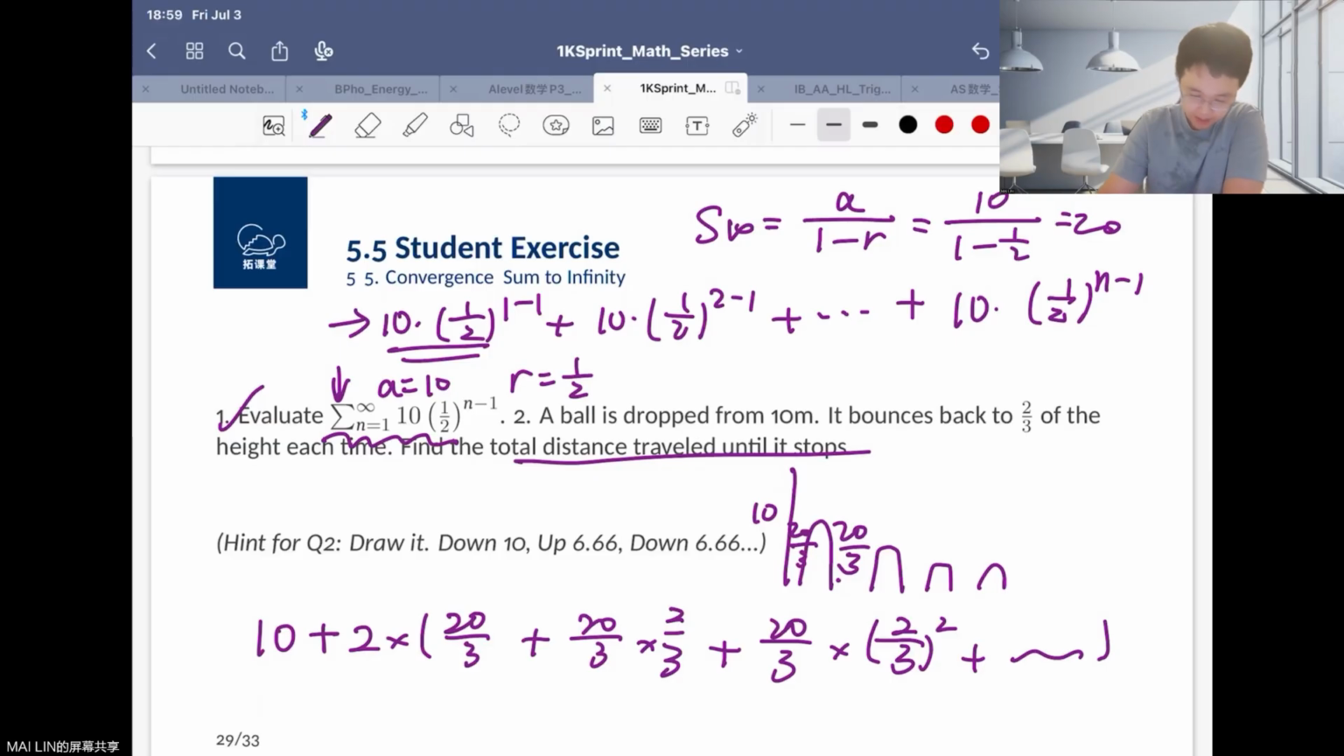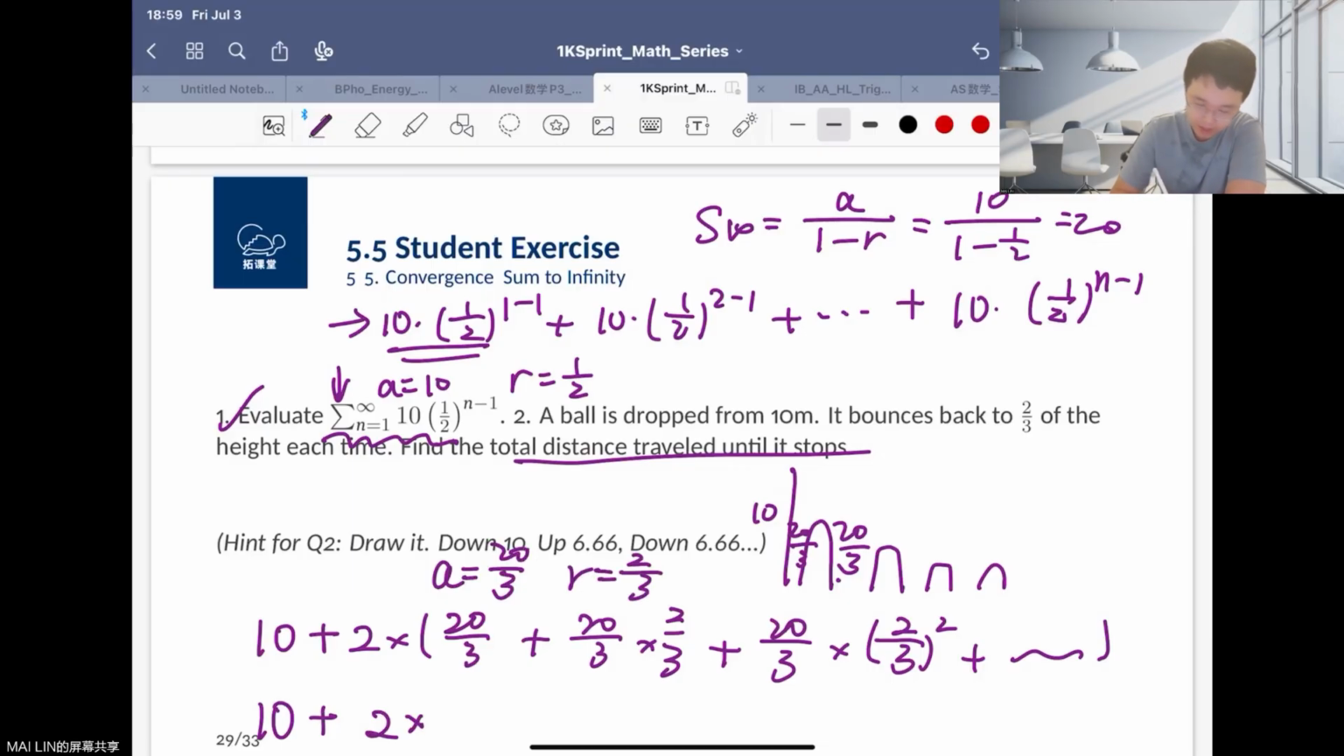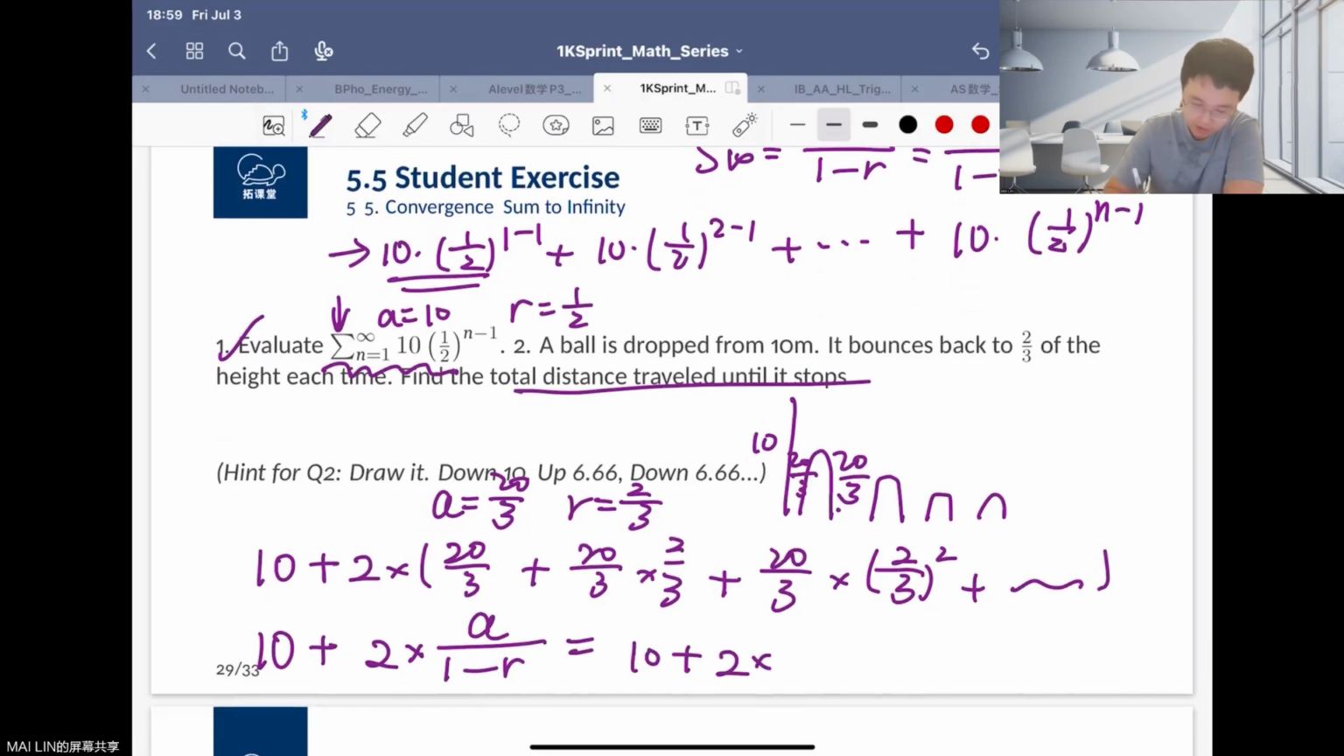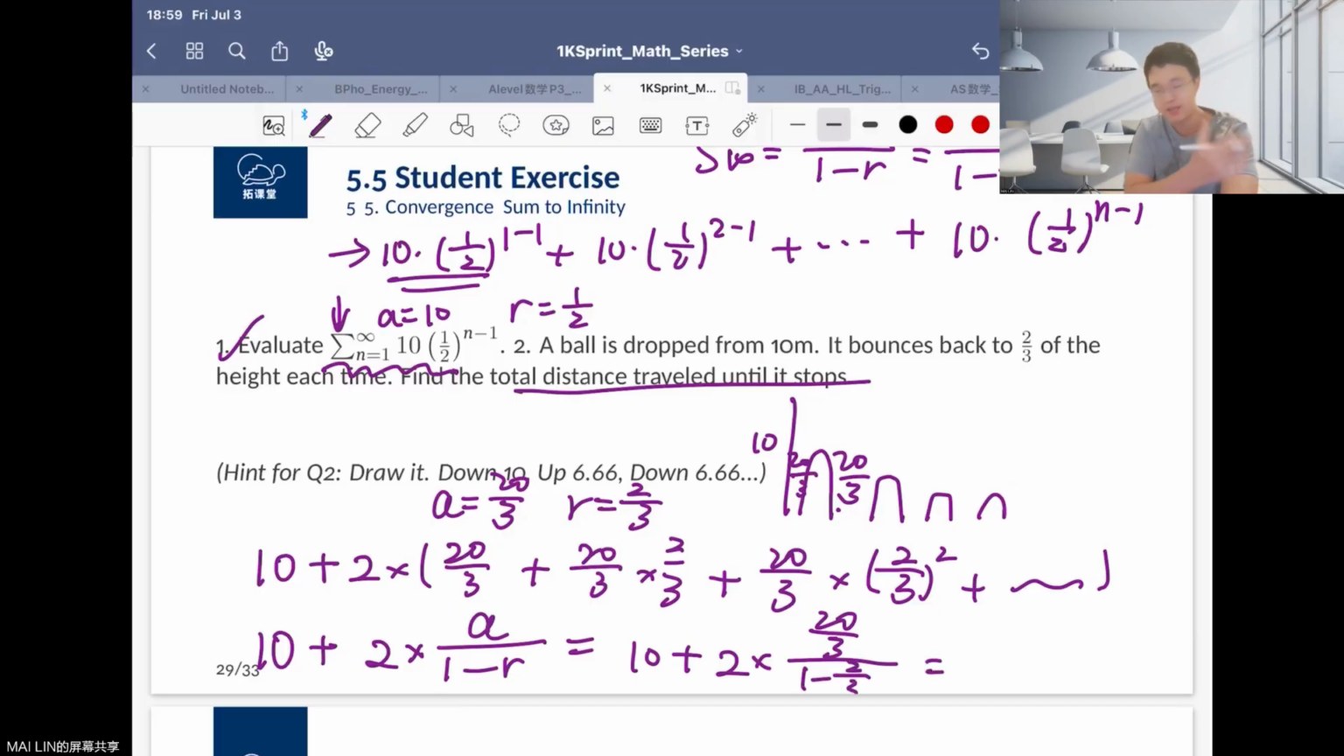So we can use the sum to infinity: 10 plus 2 times the sum, where the first term a is 20 over 3 and the ratio is 2 over 3. The value is a over 1 minus r, so it is 10 plus 2 times (20/3) over (1 - 2/3). The final value is 10 plus 40, which is 50 meters. The total distance traveled gets very close to 50, maybe 49, 49.1, 49.2, and finally approaches 50. So that's this problem. Hope you can understand all of this. See you next time. Bye.